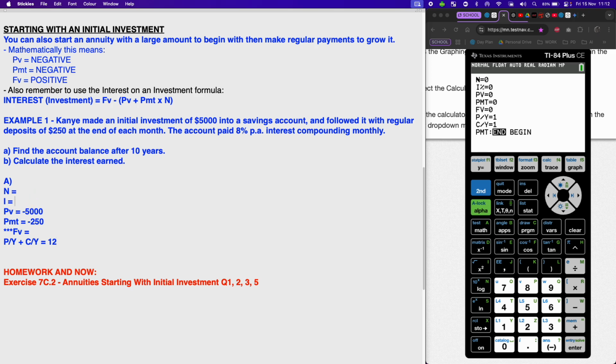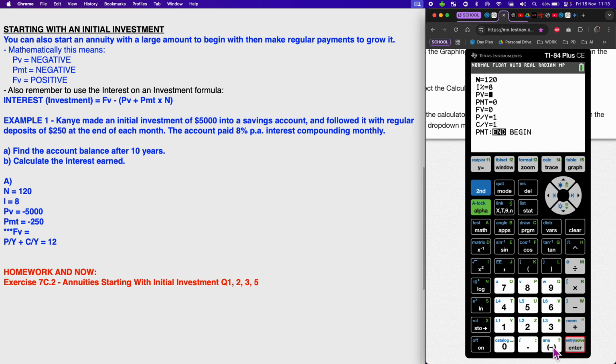I've been told what I is: 8%. So the only working out I need to do is how many periods overall. That's 12 periods a year. For 10 years, how many periods is that going to be? 120. If you can't work that out in your head, you can do the maths on the calculator. You can go 12 times 10 in the actual entry. See how it worked it out for me?